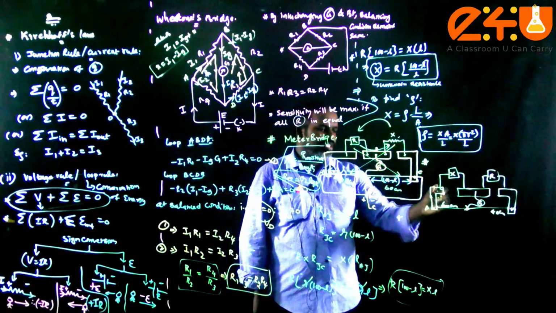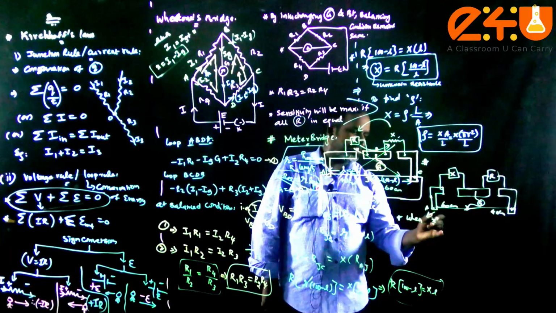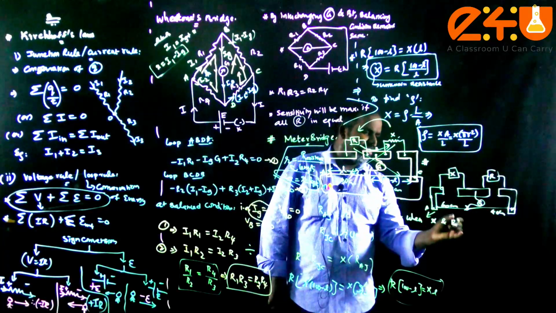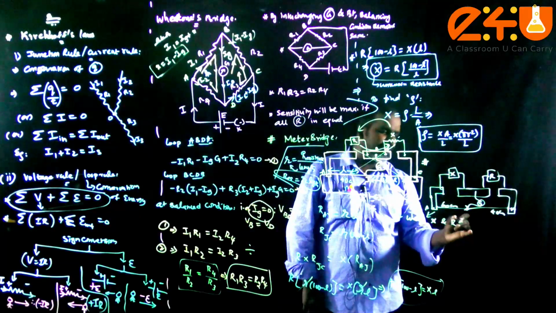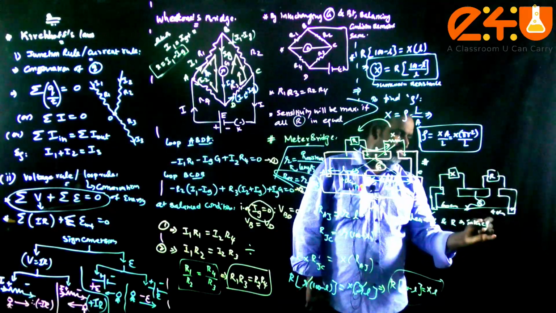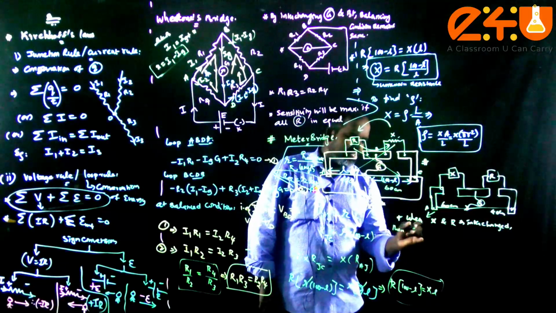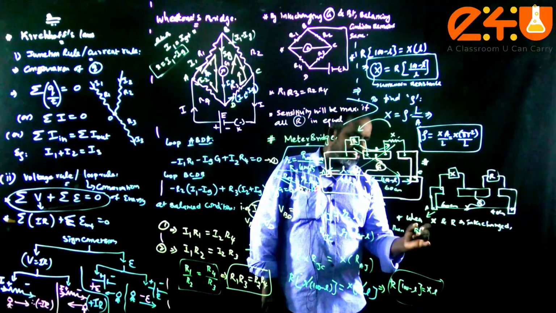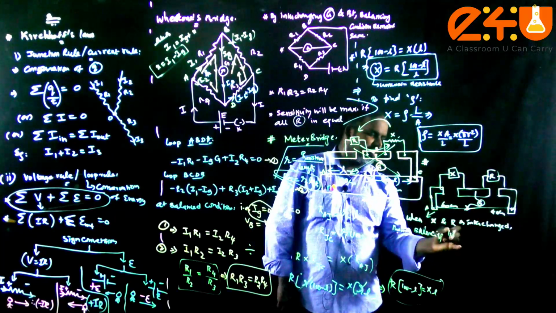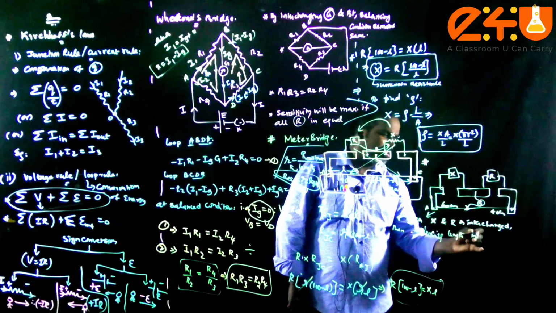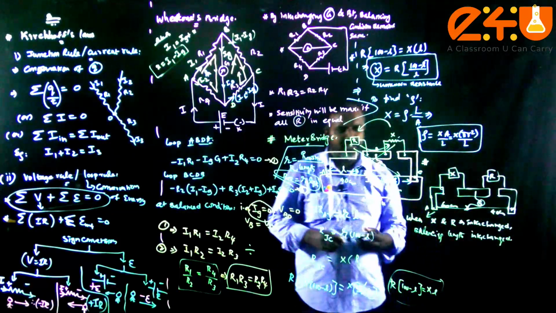So this result says that when X and R, that means unknown resistance and known resistance, are interchanged, then the corresponding balancing length is also interchanged. So kindly keep this idea in mind.